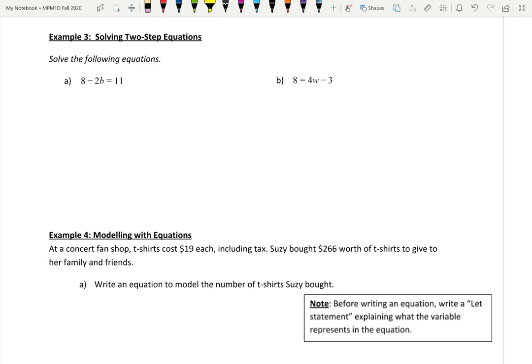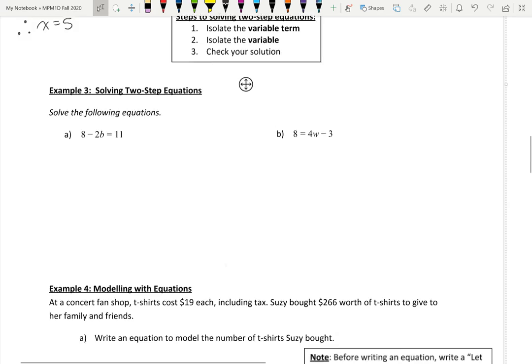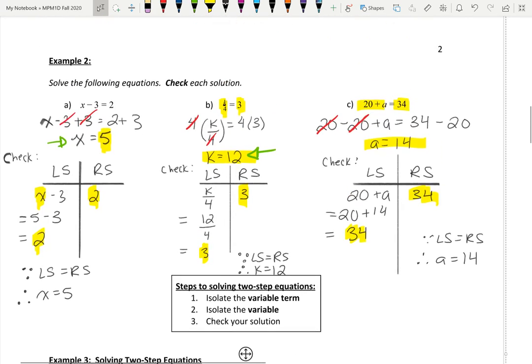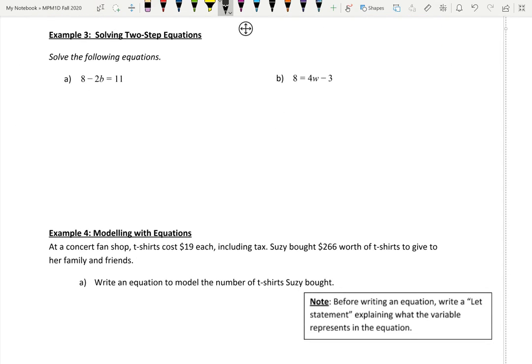Or what I can do is just bring the 8 over to the other side. Now, when you bring a value over to the opposite side of the equal sign, it always becomes its opposite value. So over here, it's positive 8. So when I bring 8 over to the other side, it's going to become its opposite operation, negative 8. Okay, it's just another way. So you can still subtract 8 from both sides, or you can just subtract 8 from its opposite side.